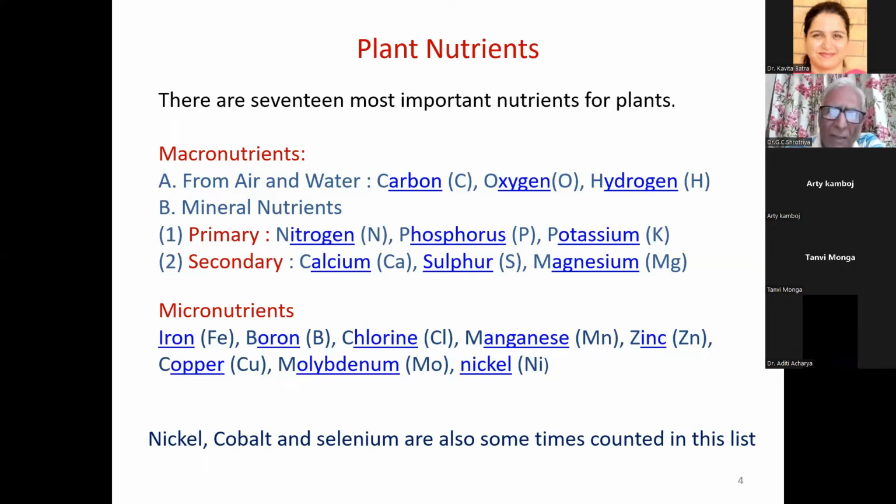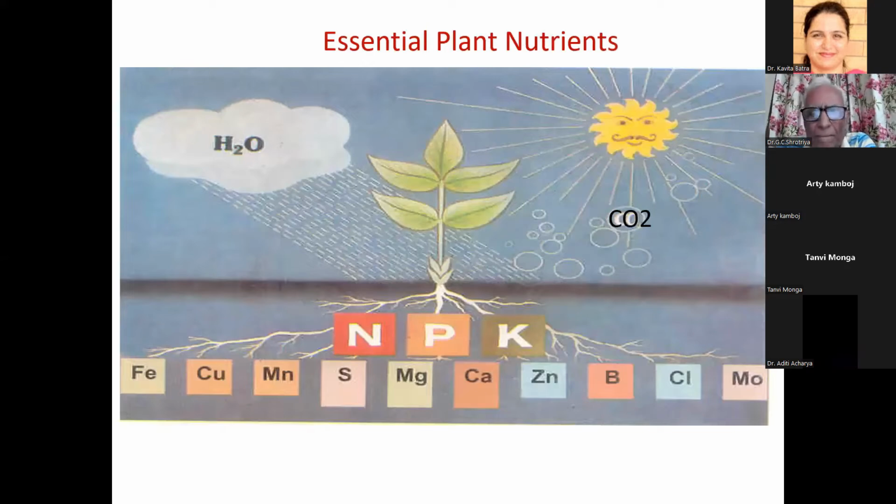And if you just want to have a pictorial view of this, next slide, please. So H2O is a combination of hydrogen and oxygen, and in the atmosphere, CO2 is there, which is a combination of carbon and oxygen. So hydrogen, oxygen, and carbon we get from air and water.